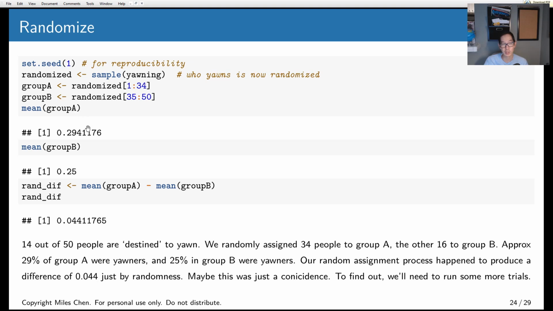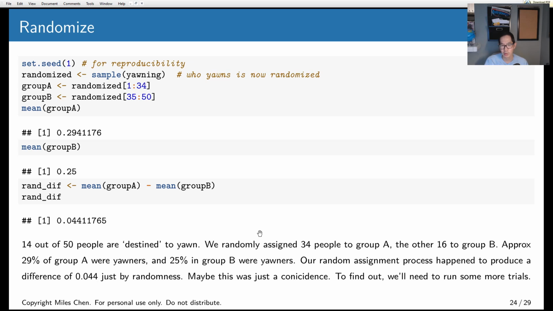And I say, okay, well, how many true values do I have in group A? It turns out 10 out of 34, 29.4%. How many true values do I have in group B? Okay, 4 out of 16, 25%. So just by coincidence, when I randomize this, I ended up getting 0.044, same as my observed sample. But this is just one random example, okay?